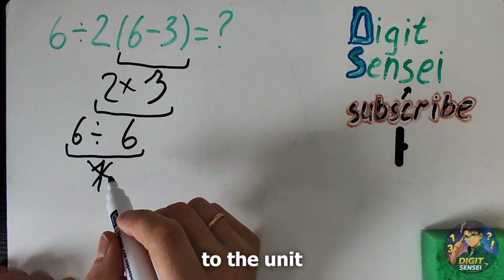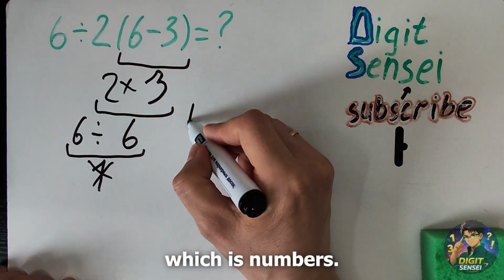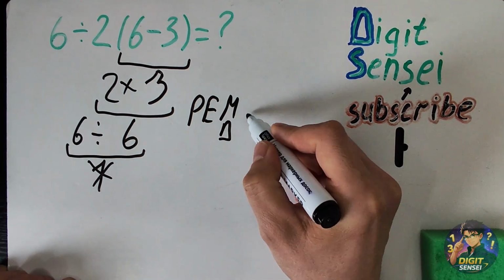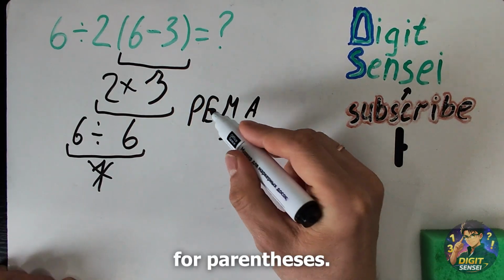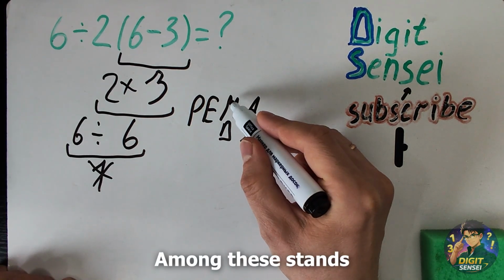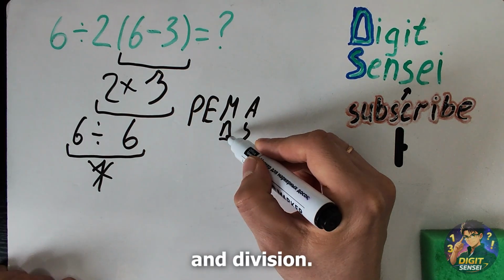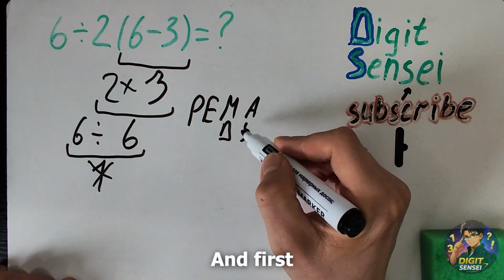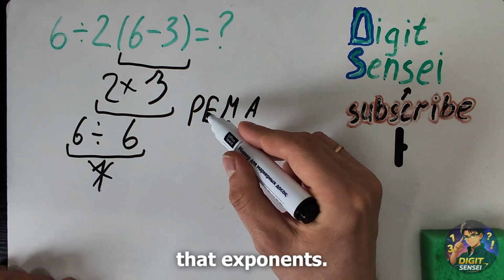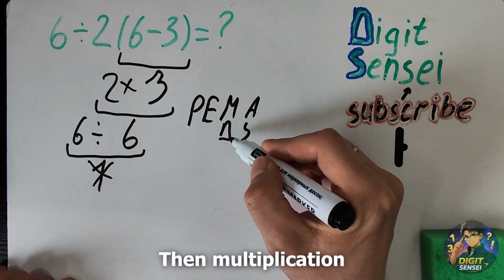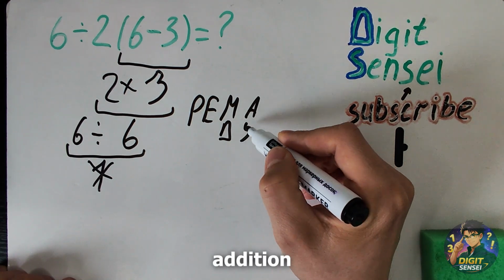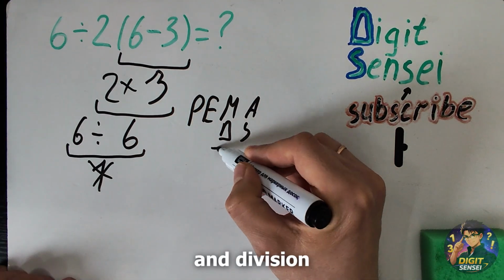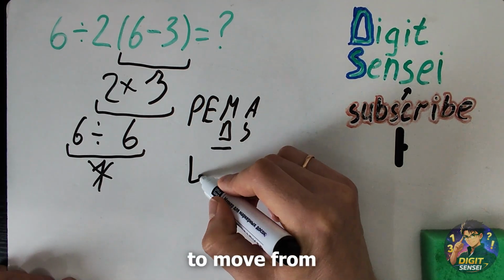Because according to the order of operations, which is PEMDAS, P stands for parentheses, E stands for exponents, M and D stand for multiplication and division, and the A and S stand for addition and subtraction. First we have to do parentheses, then exponents, then multiplication or division, and finally addition or subtraction. Remember that multiplication and division have equal priority and we have to go from left to right.